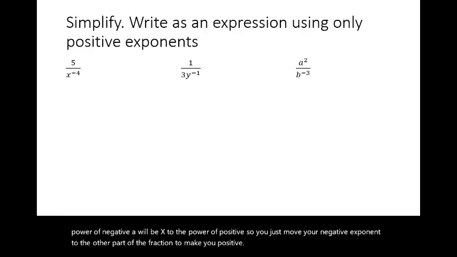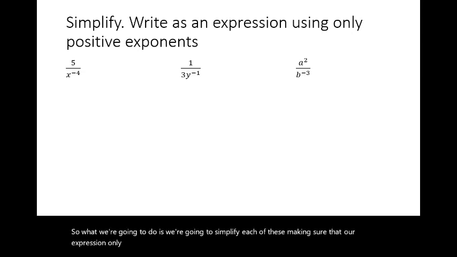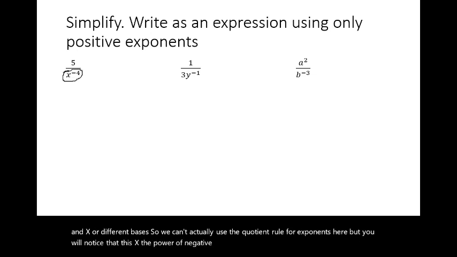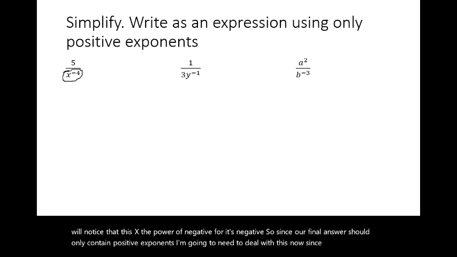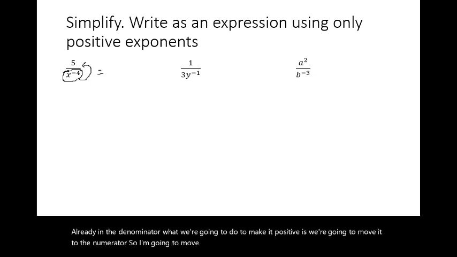So what we're going to do is simplify each of these, making sure that our expression only contains positive exponents. So for this 5 over x to the power of negative 4, 5 and x are different bases, so we can't actually use the quotient rule for exponents here. But you will notice that this x to the power of negative 4 is negative. So since our final answer should only contain positive exponents, I'm going to need to deal with this. Now, since your power of negative 4 is already in the denominator, what we're going to do to make it positive is move it to the numerator. So I'm going to move this x to the power of negative 4 to the numerator to become x to the power of positive 4.